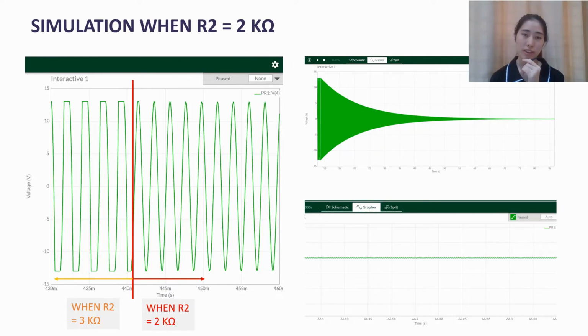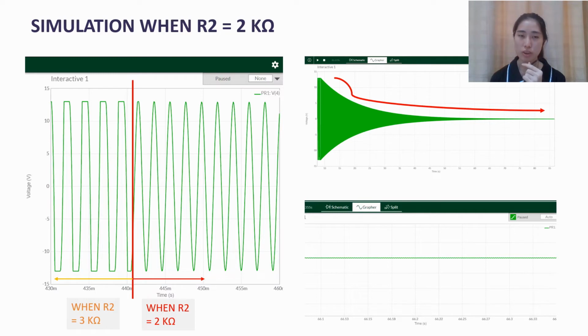Next, we decrease the resistance of R2 from 3 kilo ohms to 2 kilo ohms. When the resistance of R2 is 2 kilo ohms, the gain A is 3, which is the ideal value of gain where the oscillation will be sustained, but this is not happening in this simulation. The voltage output decreases to 9.9815 volts in a short time and then drops to 0 after a long time of oscillation. I waited about 10 minutes there, so it takes more than 10 minutes to drop to 0.